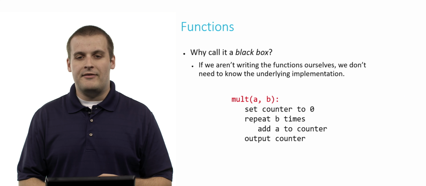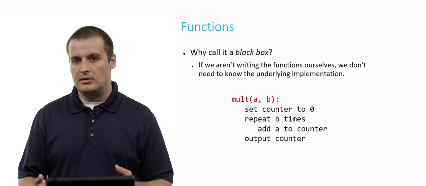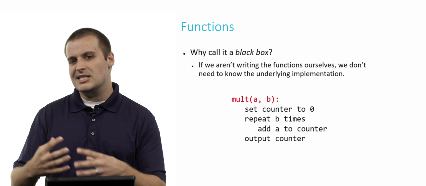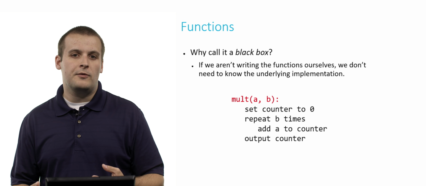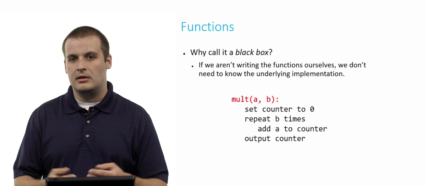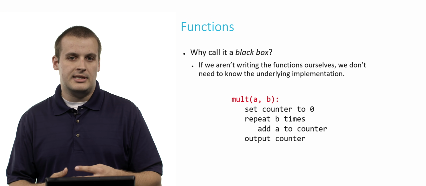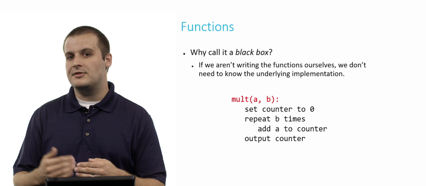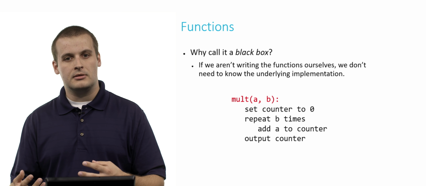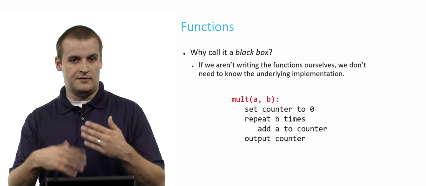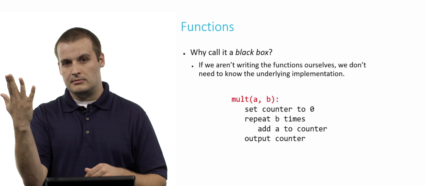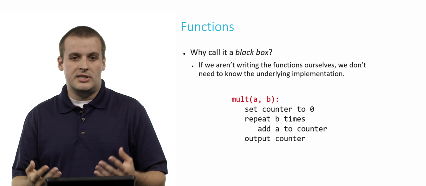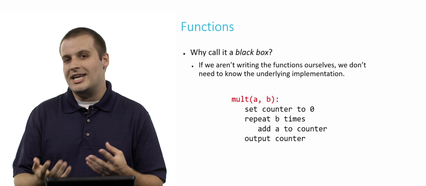But mult could also be implemented like this. We could have a counter variable that gets set inside of mult to 0, and then we repeat this process B times: add A to counter. So for example, if we multiply 3 for A by 5 for B, we could say set counter to 0, repeat 5 times, add 3 to counter. So we start at 0, and then we do this 5 times. 3, 6, 9, 12, 15. It's the same result. We still get 3 times 5, just the implementation is different.